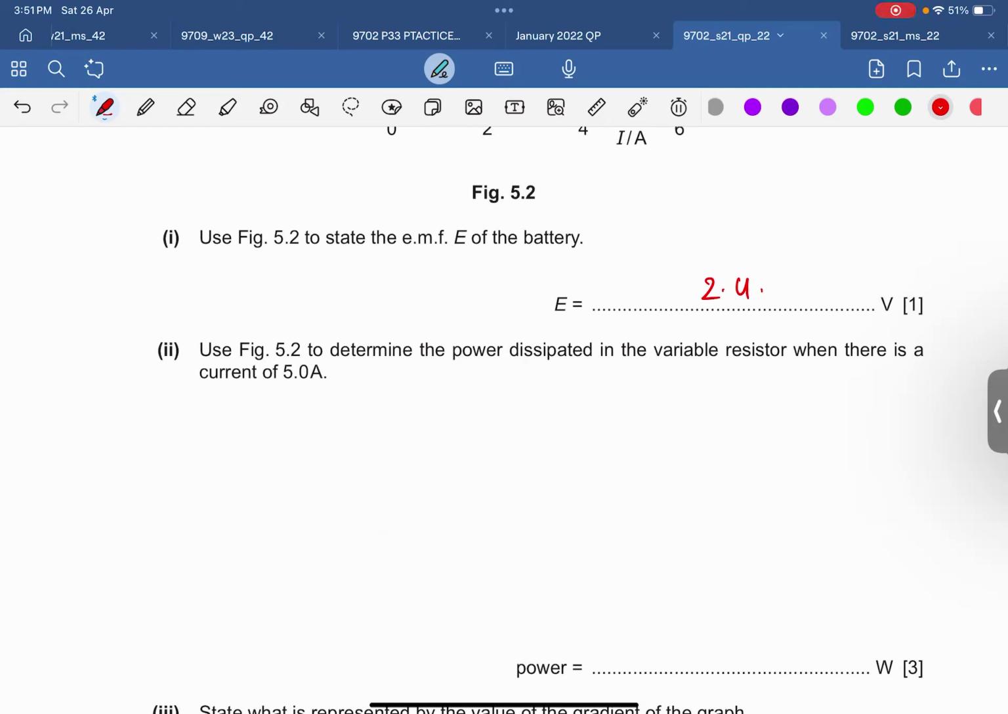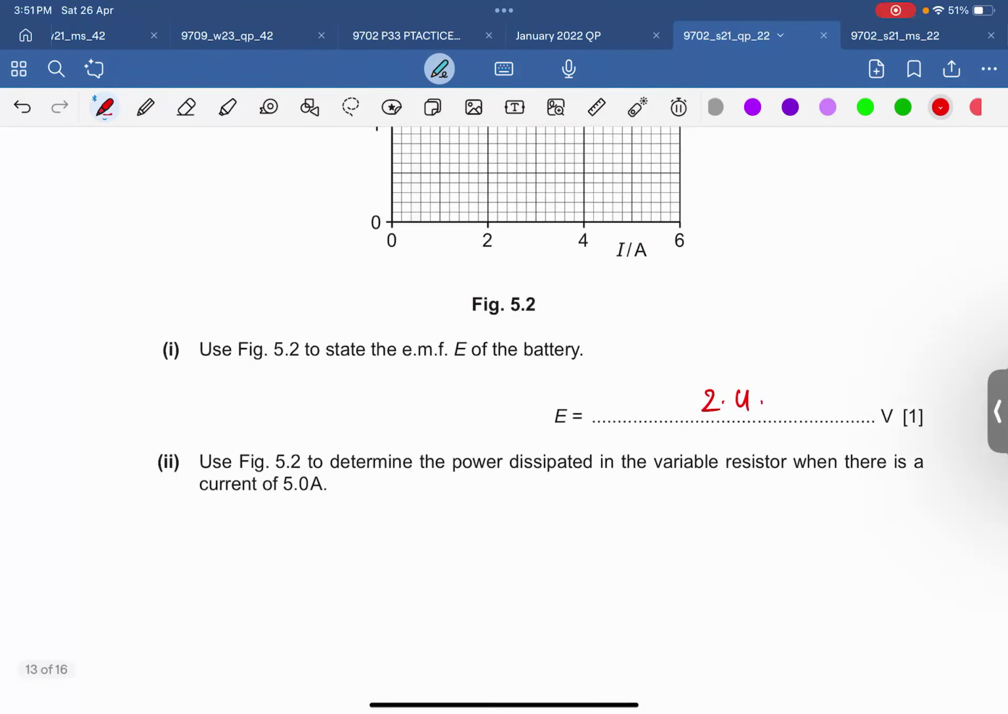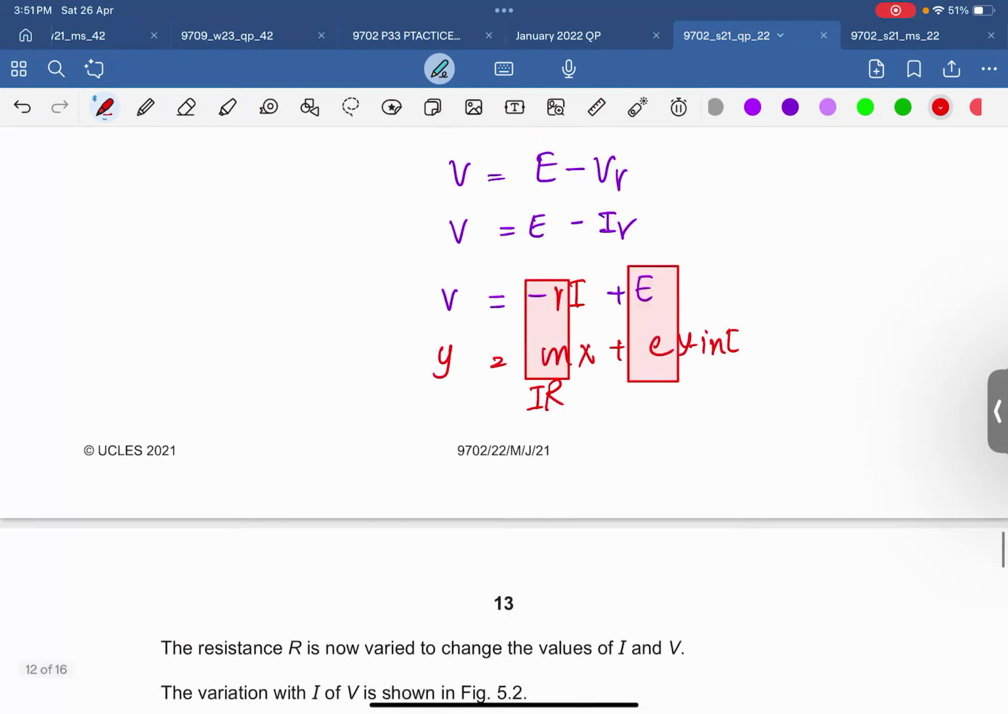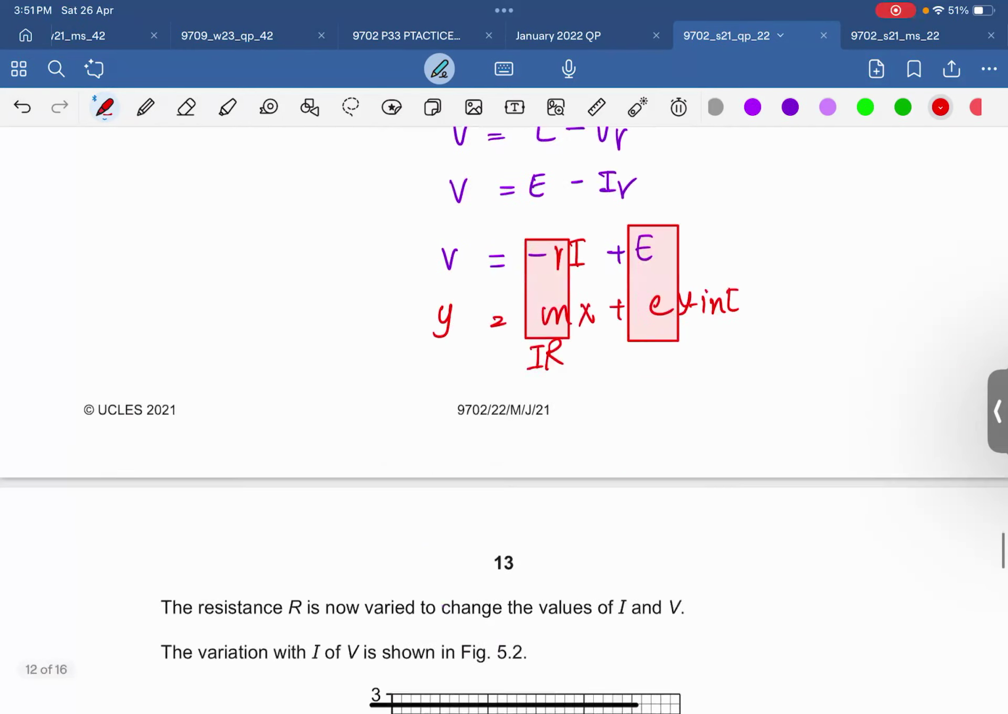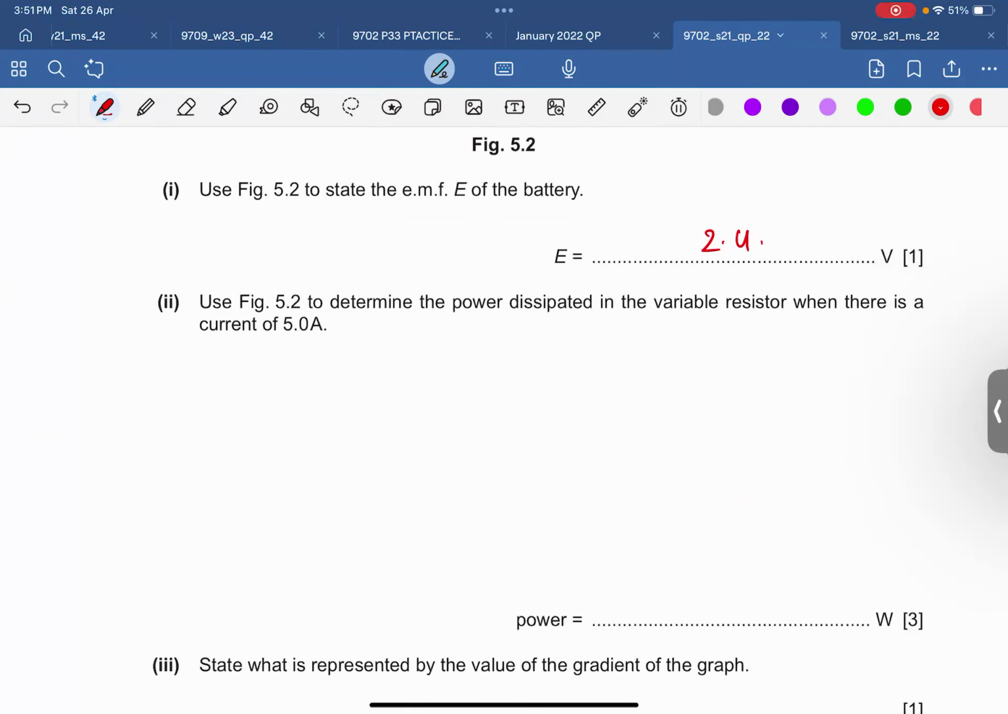Use figure 5.2 to determine the power dissipated in the variable resistor when there is current of 5 amperes. ओके. अच्छा जी, when there is a current of 5 ampere, fine. क्या कर सकते हैं हम? P is equal to I square R, नहीं, IV. अबे एक मिनट तो दो यार, हड्डा ही कर लोगे तुम. When there's a current of 5 ampere, okay. Current of 5 ampere, सही है, लगा दिया. In the variable resistor, सही है.